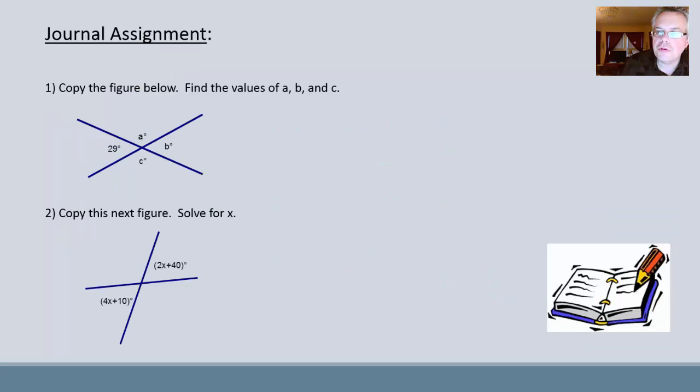Okay. Time for the journal assignment. I told you it's going to be a short video. We're under the 10-minute mark, which is good. So copy the figure below, find the measures of A, B, and C there, find out what they're equal to. And in the second figure, copy this also, write an equation to solve for x and solve it.